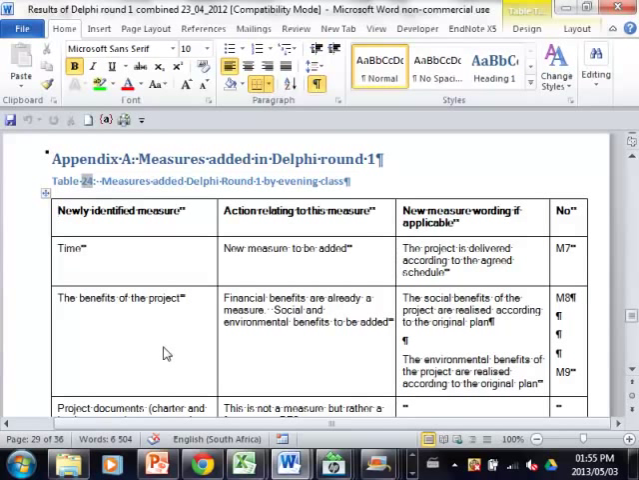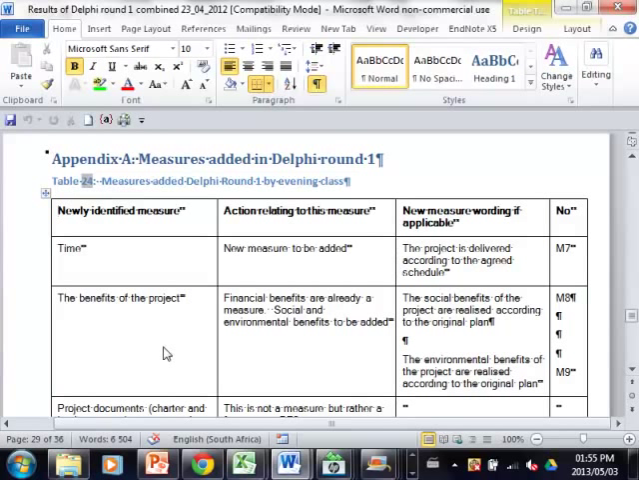And in terms of time, this was a new measure, and so we worded it. And this is where you, as the researcher, have to engage with the topic, and you have to decide how to word it. And so I decided that the project is delivered according to the agreed schedule. It's how I'm going to word that one.